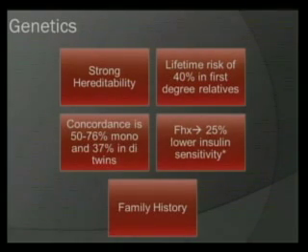And the genetic component of type 2 diabetes is evidenced by strong heritability of the disease, although few genes have been identified so far. The lifetime risk of developing type 2 diabetes in first-degree relatives of persons who have type 2 diabetes is 40%. Studies in adult twins demonstrate a 50 to 76% concordance rate of type 2 diabetes in monozygotic twins and 37% in dizygotic twins.